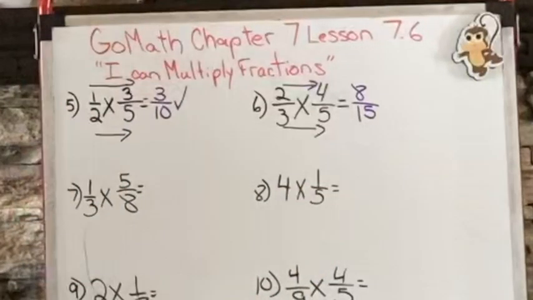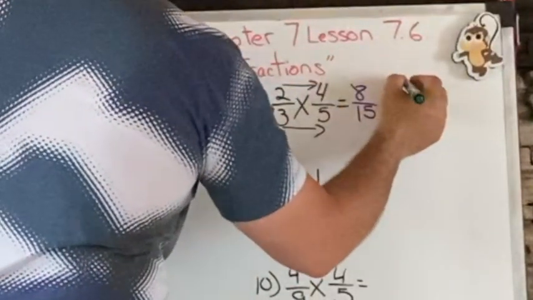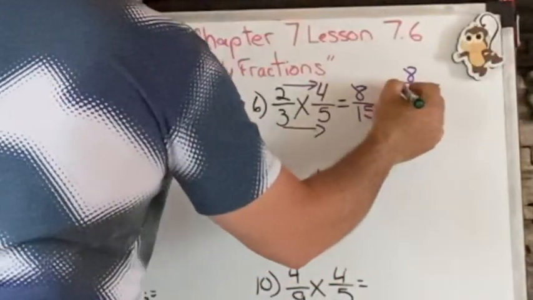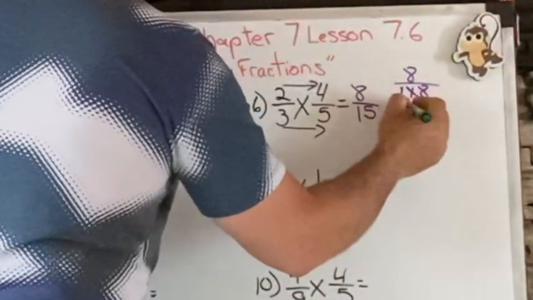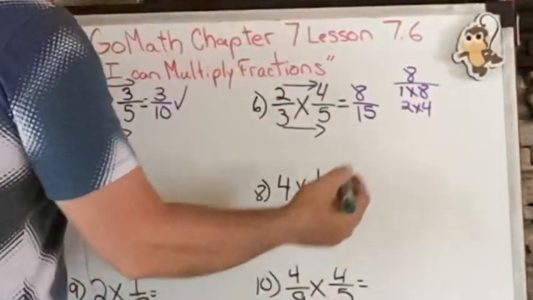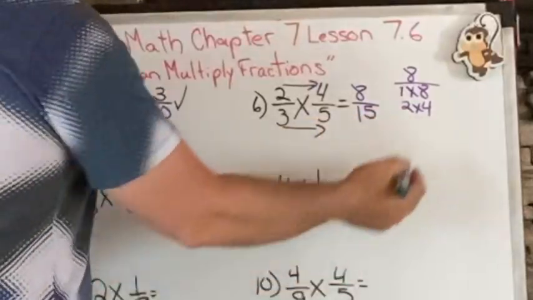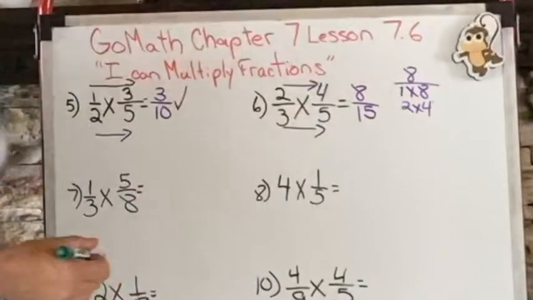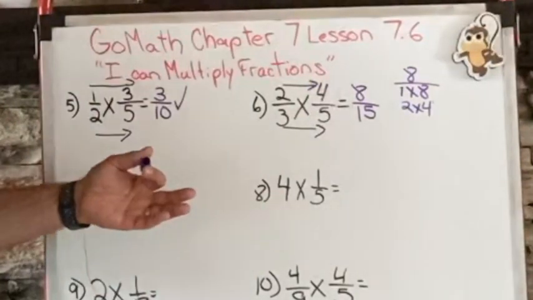Now, if we want to know, let's take a look at the 8. The 8's a smaller one, so we're going to take our 8. And we're going to find the factors, which is 1 times 8, 2 times 4, and there's nothing else. Can 2 go into 15? No. Can 4 go into 15? No. Can 8 go into 15? No. 1 is the only one, so therefore it's as small as it can make.